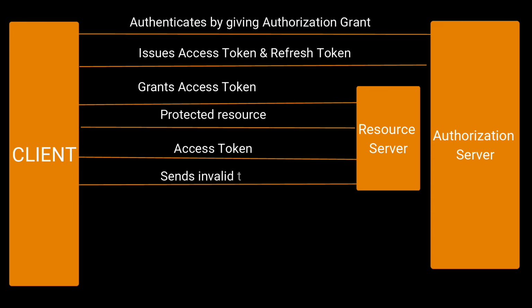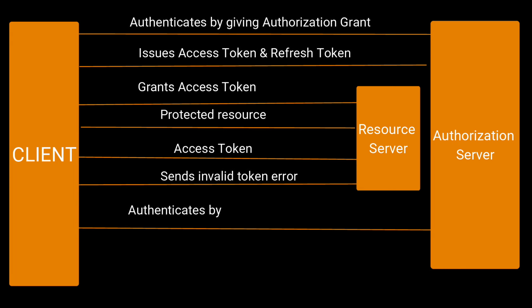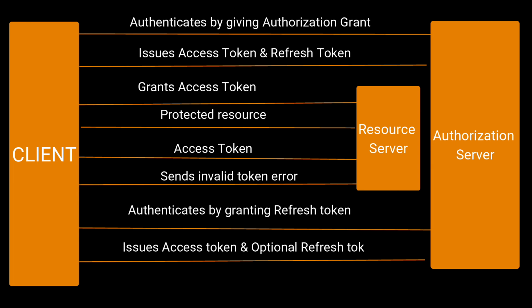If the access token expires, the client authenticates with the authorization server and requests for new access token by providing refresh token. If the access token is invalid, the resource server sends back the invalid token error response to the client. The client authenticates with the authorization server by granting the refresh token. The authorization server then validates the refresh token by authenticating the client and issues a new access token if it is valid.